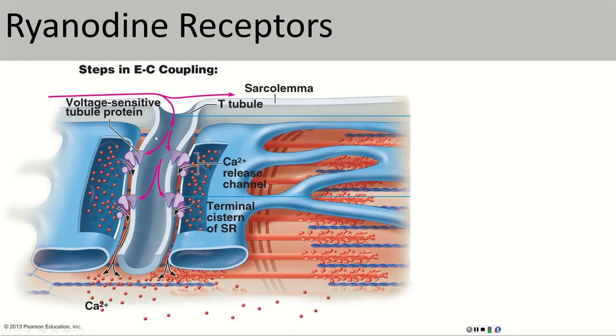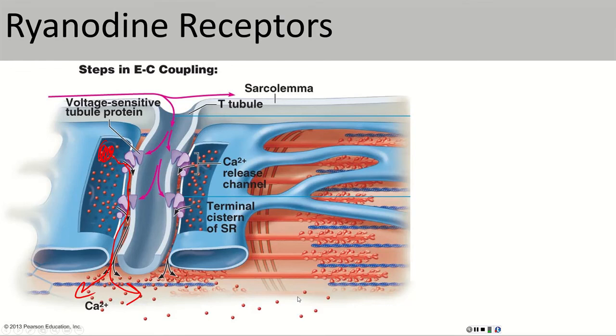And when an action potential passes over those ryanodine receptors, they change shape. They change shape so that there is a pathway from the inside of the sarcoplasmic reticulum through the ryanodine receptor, not out into the T-tubule, but instead out into the sarcoplasm of the muscle cell. So now we have just released a lot of calcium from the SR into the interior of the muscle cell.